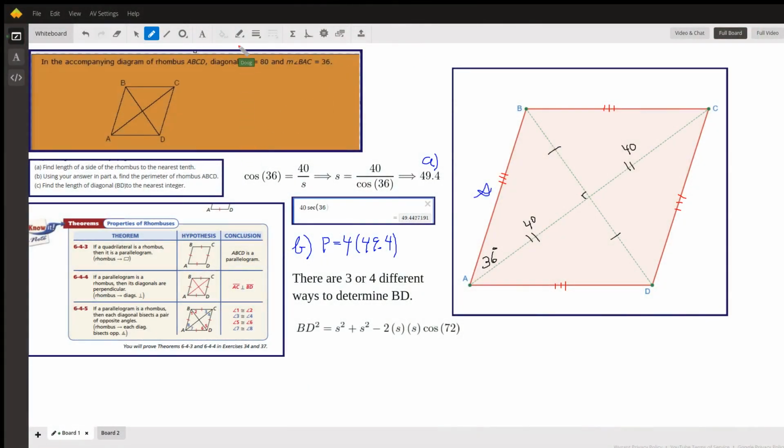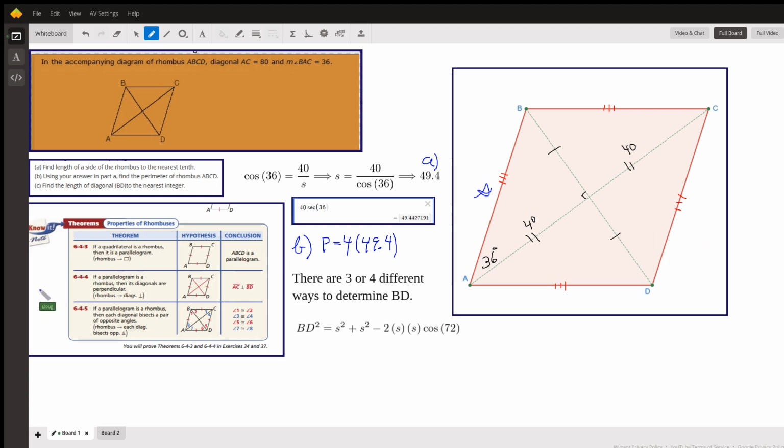Okay, this problem was posted several years ago. But I had a student who was interested in basically how to find the length of BD if there were different ways to do it. So here's rhombus ABCD, which means all its sides are congruent or equal in measure.